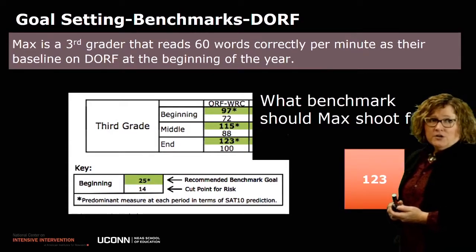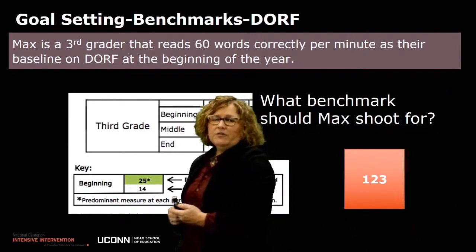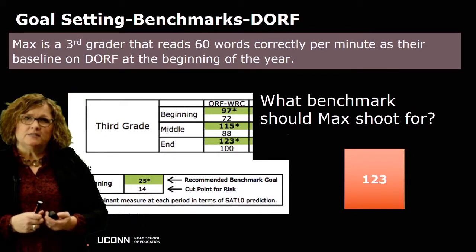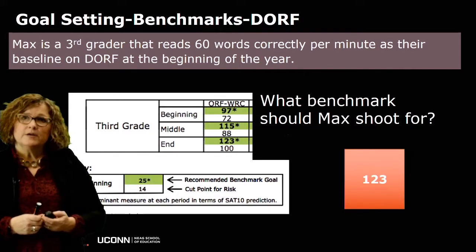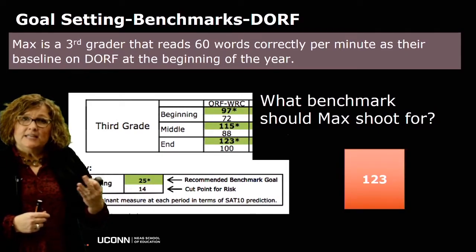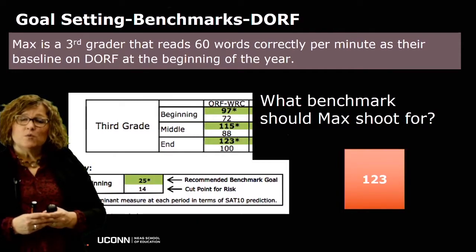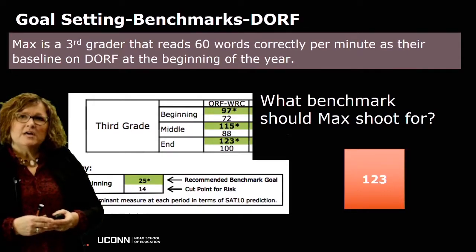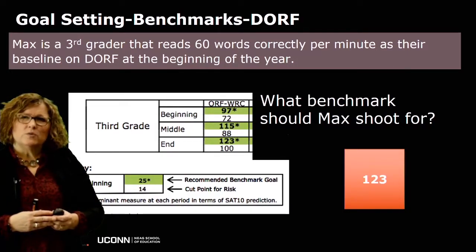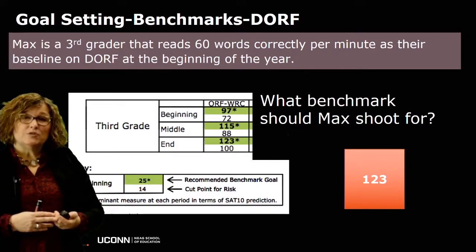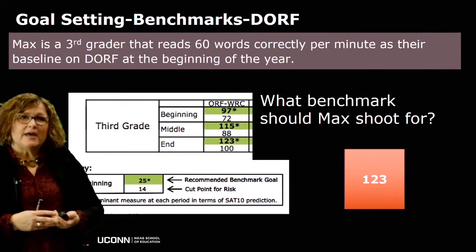So the end of the year is 123. That would be a third grade end of the year. Even though Max is at risk right now for the beginning of the year, we might consider moving ahead and actually setting that end of the year goal similar to where we think he should be with his peers. We would want to look at his accuracy though. Even though he's reading 60 words correctly, we'd want to make sure that he's reading accurately. If his accuracy is below 90%, we might want to consider reducing that goal just a little bit.